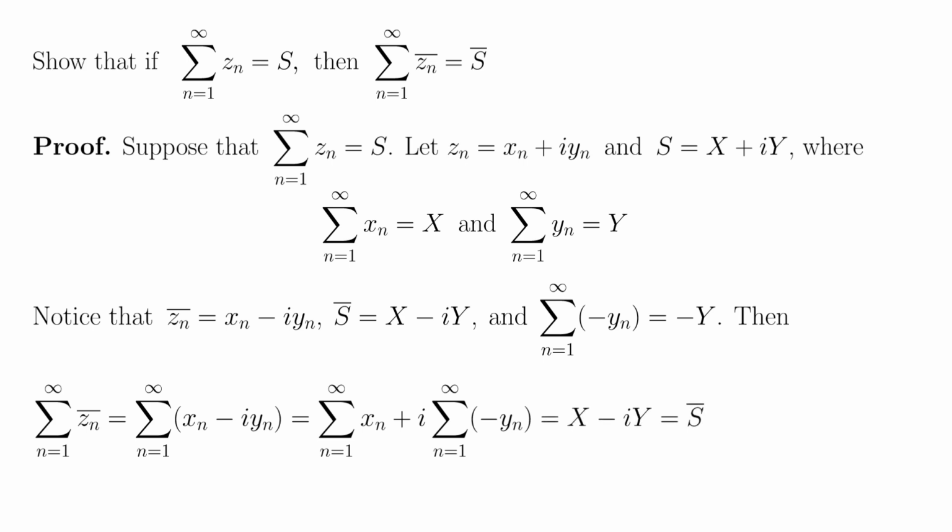And thus, we have proven that if an infinite series of complex numbers z converges to some s, then the infinite series of the conjugate of z converges to the conjugate of s.